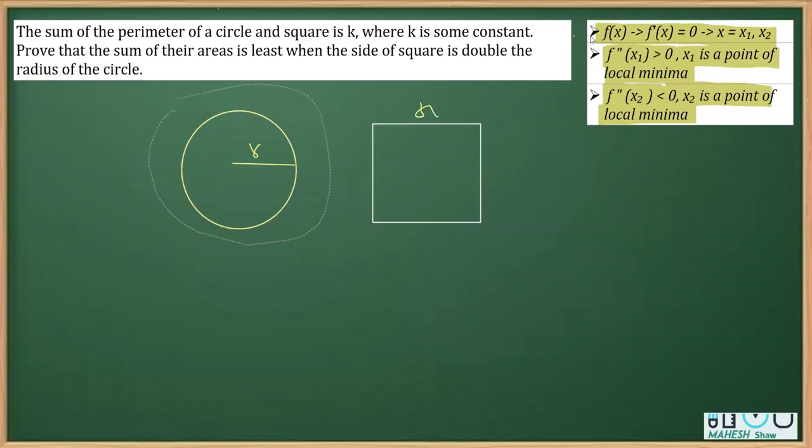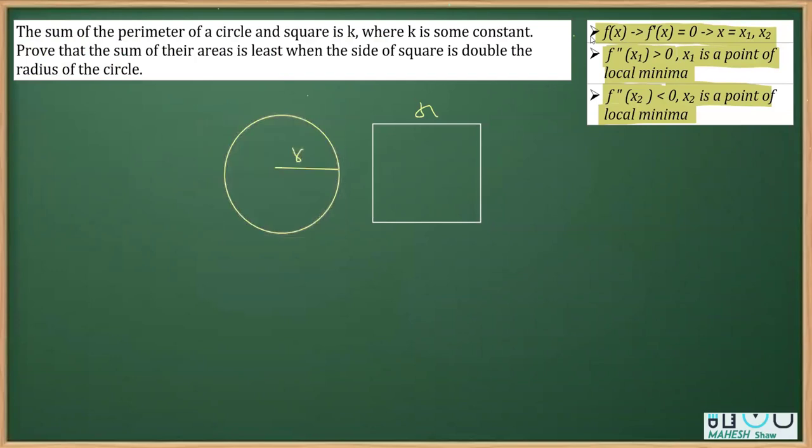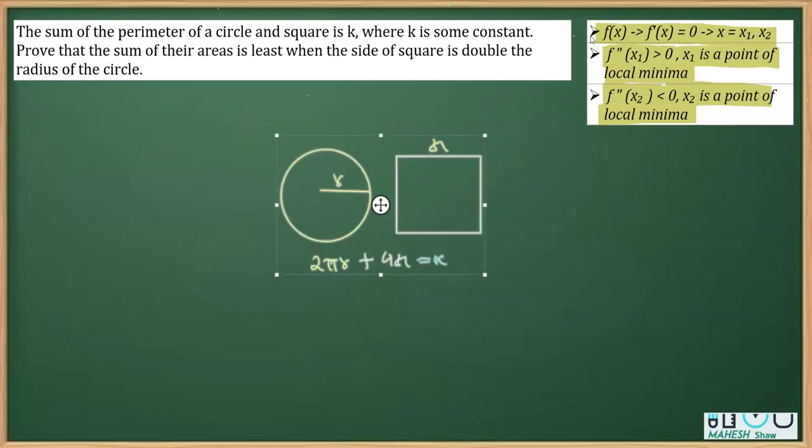So we got these two figures, and if I find their perimeter, in the case of a circle it is nothing but its circumference, and in the case of a square it is 4 times x. According to the question, the sum of these two is k. So this is the information given, where k is a constant. That has to be kept in mind.